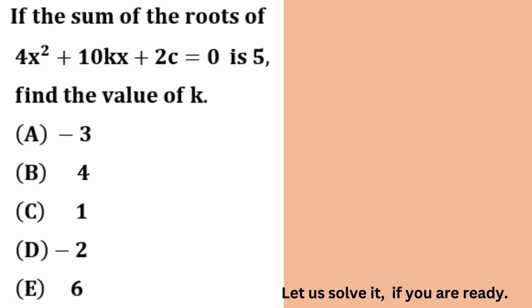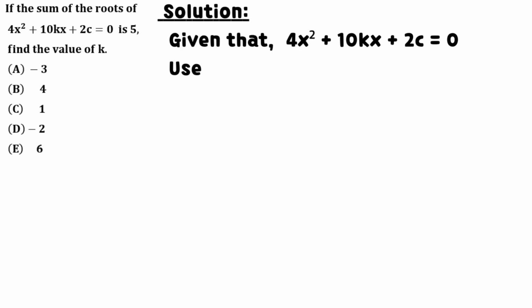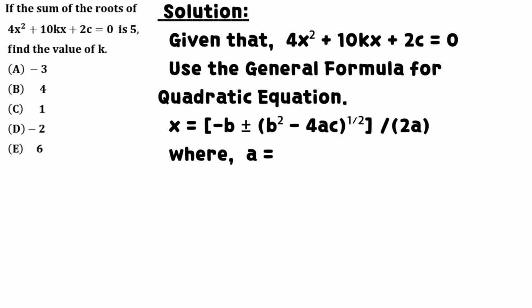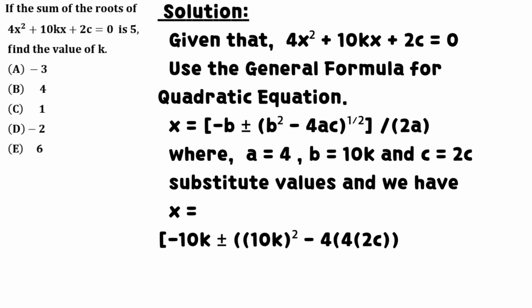Required to find the value of k. Given that the sum of 4 times x squared and 10 times k times x and 2 times c equals 0. Use the general formula for quadratic equation. x equals negative b plus or minus the square root of b squared minus 4 times a times c, all divided by 2 times a.